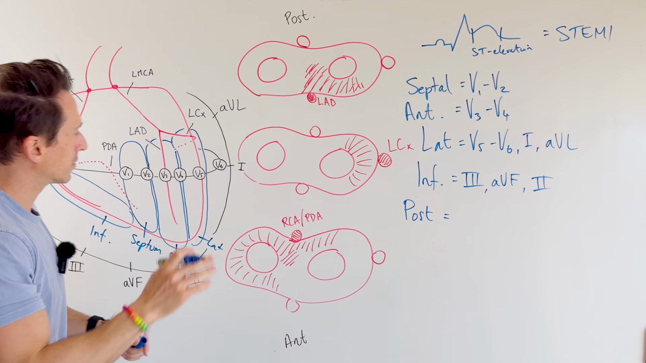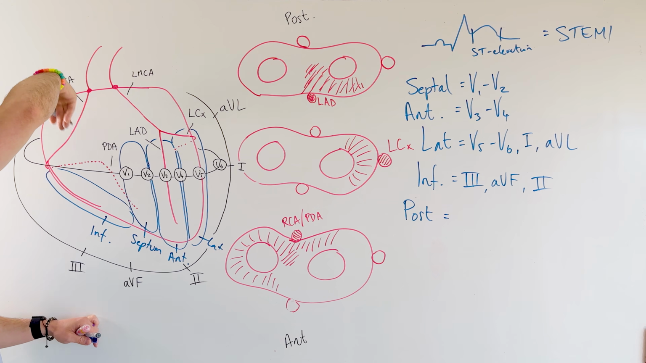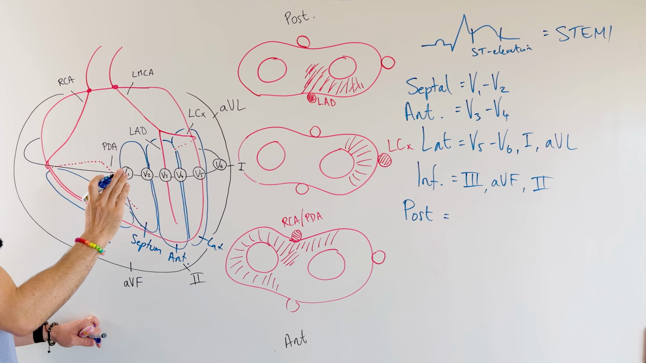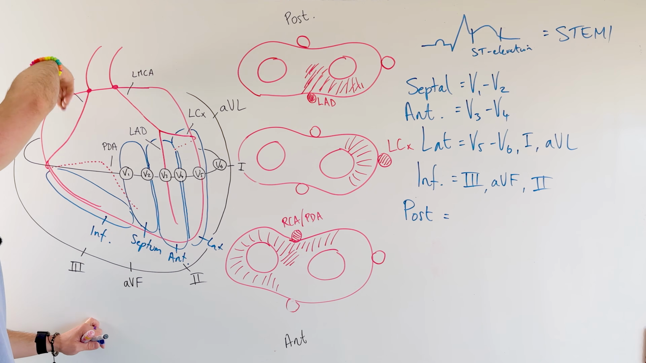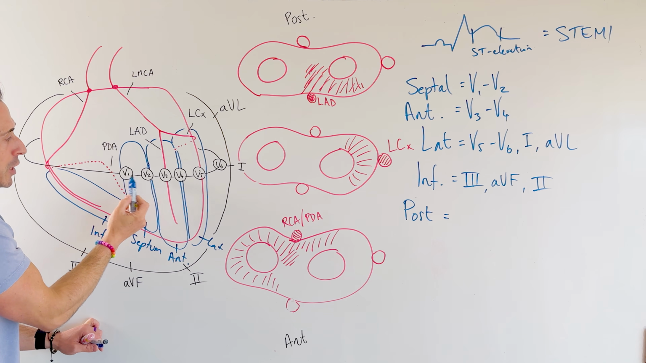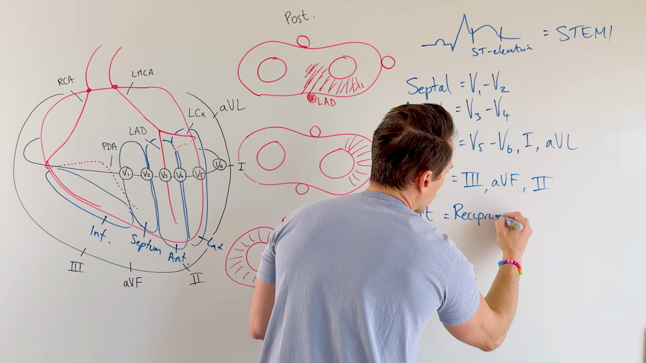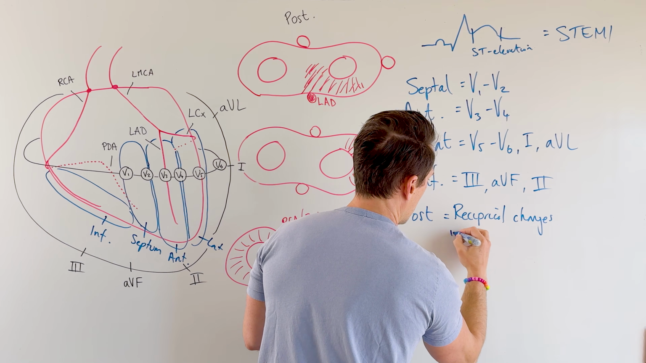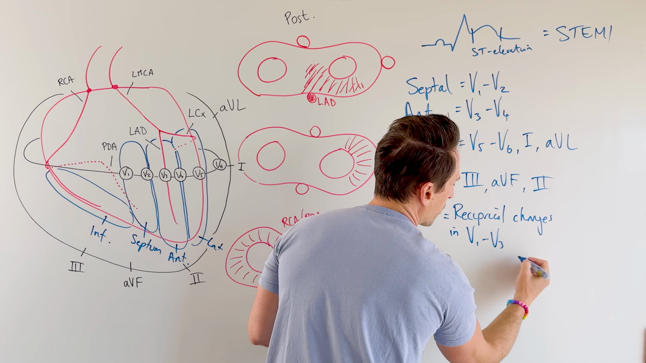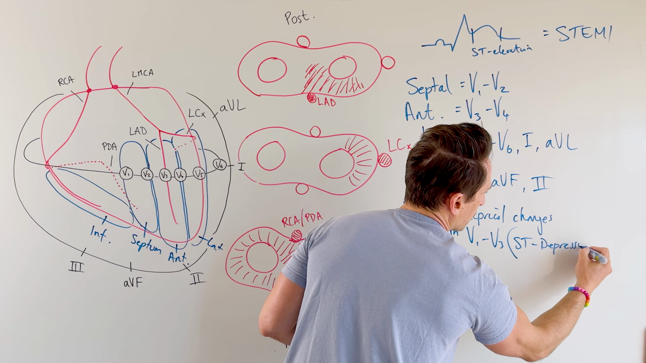You might think, okay, so if I were to have leads on the back, I would see a STEMI on those leads. But let's say we don't. We only have the leads on the front. Which leads would be the opposing perspective? That's where you're going to see the reciprocal change. So if it's a posterior STEMI, you might see reciprocal changes in V1 to V3. What those reciprocal changes would be is not ST elevation, but ST depression, right?